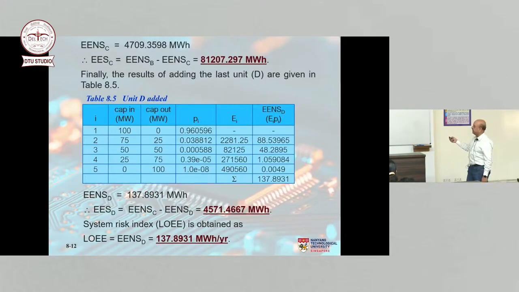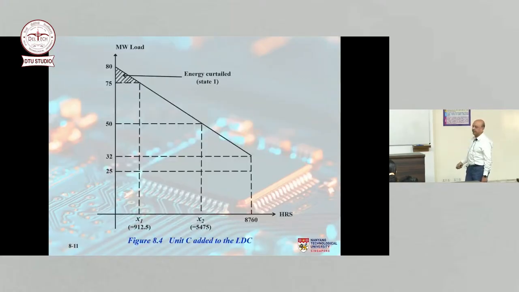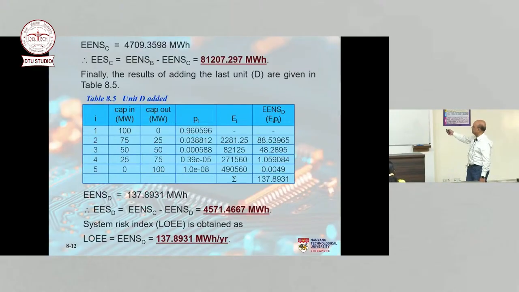Finally, you add the last generator, and this is your new capacity table, and you need one more value. But do you? What is that one more value? 100 megawatt is in, 0 megawatt is out. Yeah. So if you look at that, you are not curtailing any load, right? You are not curtailing any load because your installed capacity is 100 and the peak load is only 80. So therefore, there is no energy curtailed due to that. So it's 0. So this is also 0. You can add up the rest and you get this amount. So this is the risk in the system.